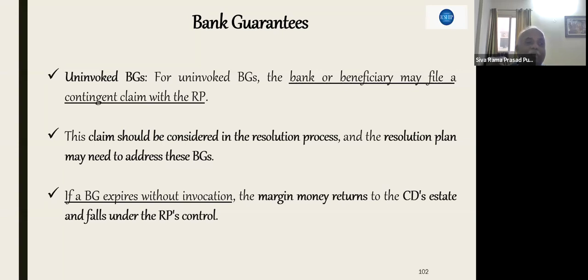This claim should be considered in the resolution process. The resolution plan may need to address these BG contingent claims. So whatever the contingent claims are there, when you are preparing the information memorandum for the prospective resolution applicant, this is also to be tagged, this is also to be mentioned, and this is also to be addressed by the prospective resolution applicant on how he is going to handle it.